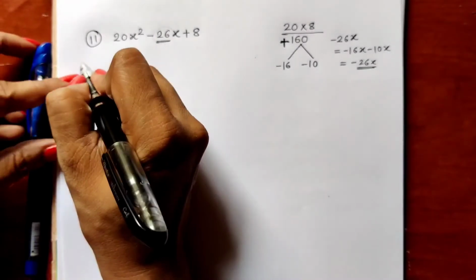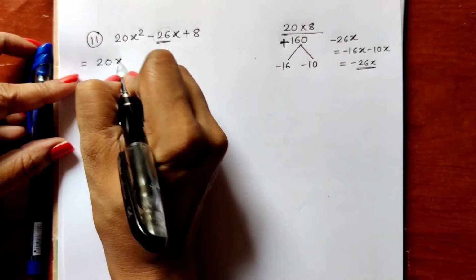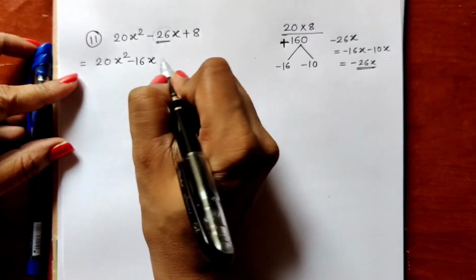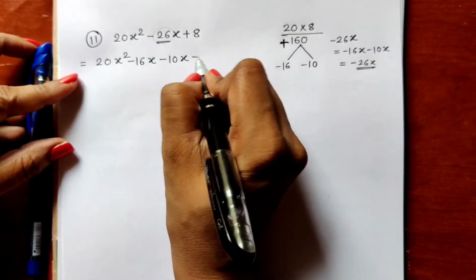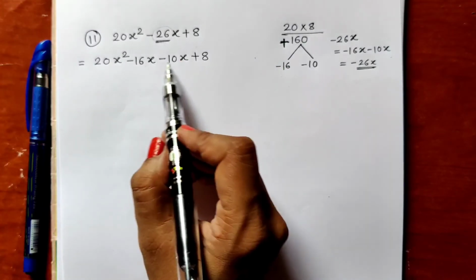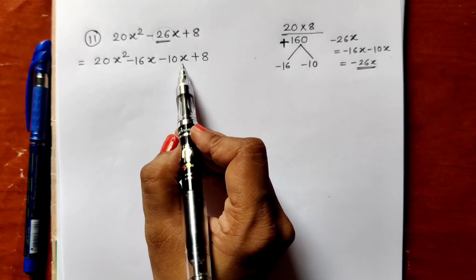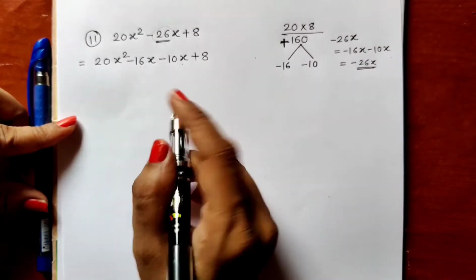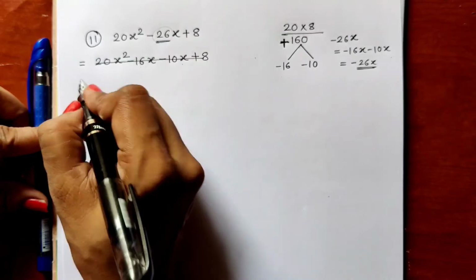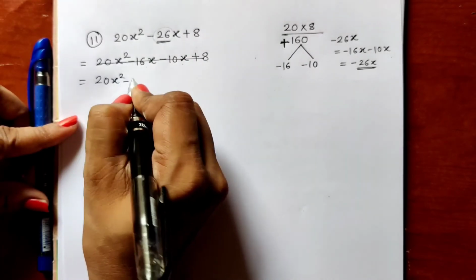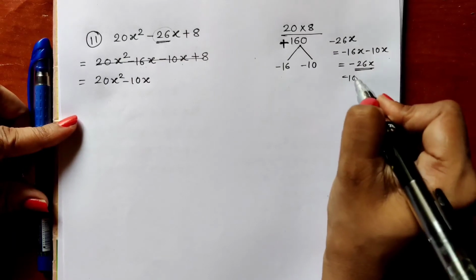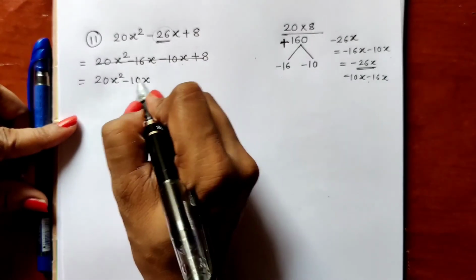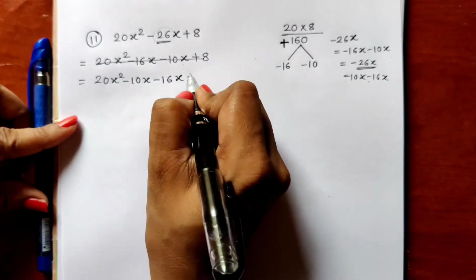So now we will be solving the sum. First term as it is we write. In place of middle term we will be writing these two terms, minus 16x minus 10x plus 8. Now see children, if you observe this 16, 8. So if I write 16 in place of 10 and 10 in place of 16, it will be easy for me to take out the common. So instead of writing this, I will be writing 20x square minus 10x. Either you write minus 10x minus 16x or minus 16x minus 10x. Answer will be same. It is the same thing. So minus 10x minus 16x plus 8.